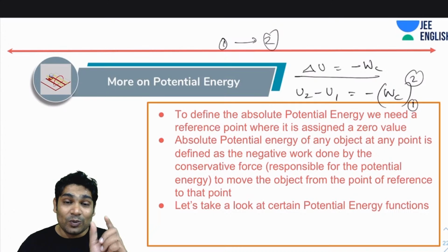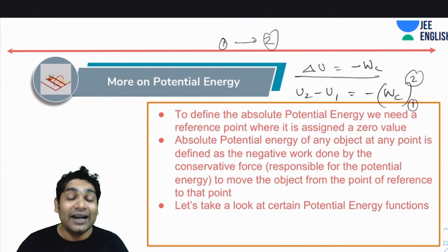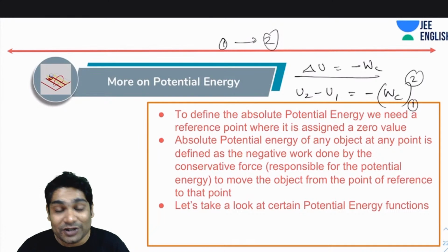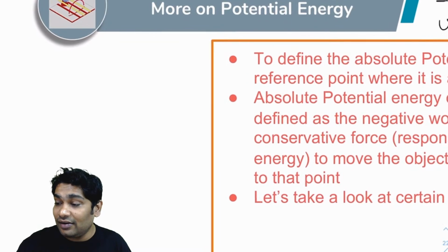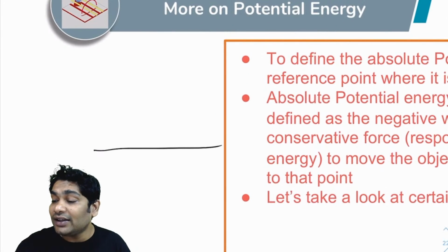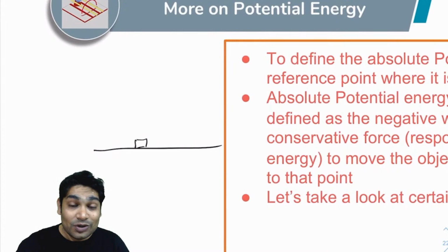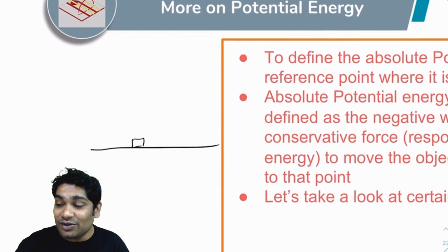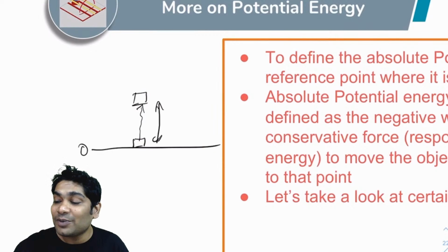When you're talking about two positions and the change in potential energy from moving from here to here, it does not matter where you kept your 0. For instance, most of the time we take the ground as the 0 level for potential energy, right? So if I take ground as my 0 level, then when the object moves up to a height h, its potential energy is mgh.